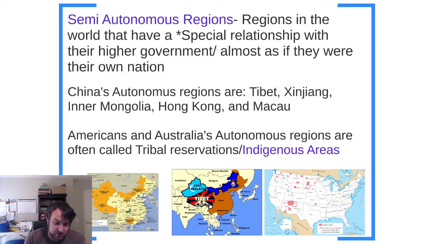The Chinese ones are really well known. We're talking about Tibet, Xinjiang, Mongolia, Hong Kong, and Macau. Hong Kong and Macau, the rules are way different than the rest of China. And actually, recently, there's been that whole crackdown in Hong Kong because Hong Kong people want to have even more freedom and independence from the rest of China.